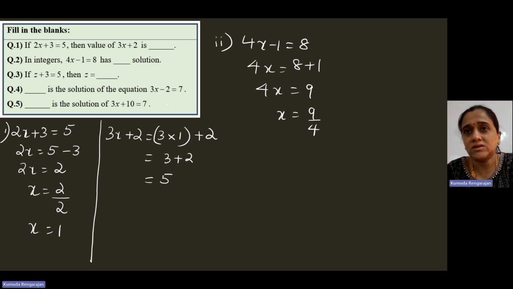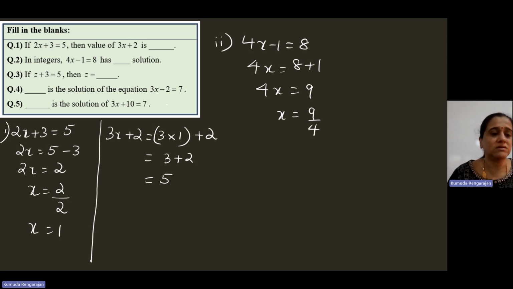What are integers? All counting numbers, their negatives. That is natural numbers, their negatives, including 0. So 1, 2, 3, 4, 5, 6, minus 1, minus 2, minus 3, minus 4, minus 6, including 0. So this forms the collection of integers. 9 by 4, you will not find 9 by 4 in this collection of integers. So 9 by 4 is not an integer.